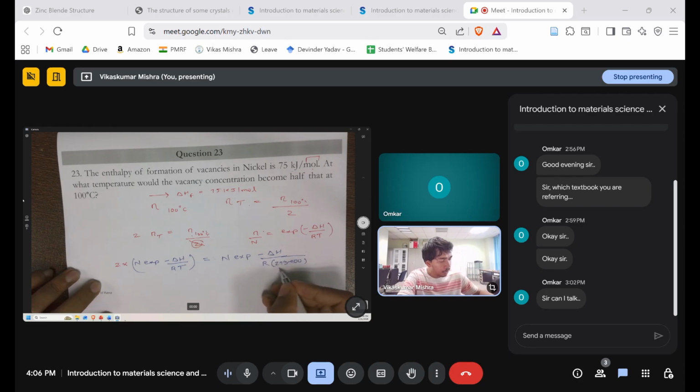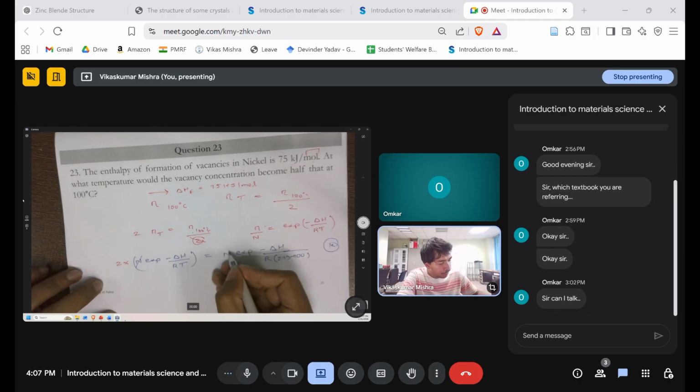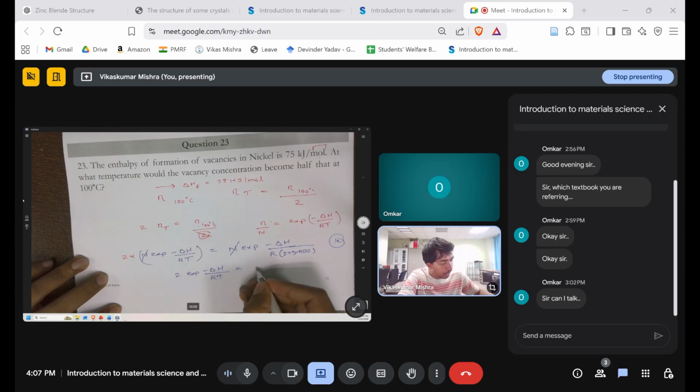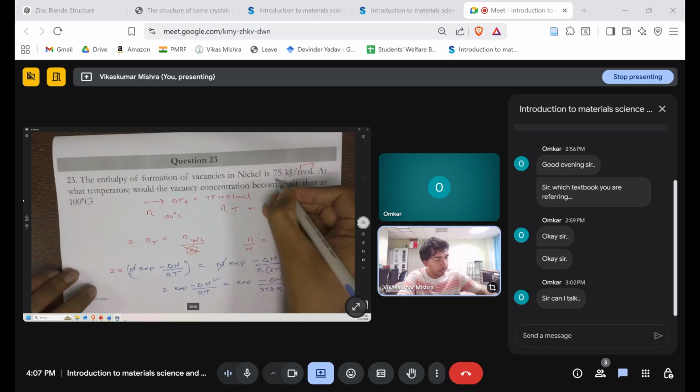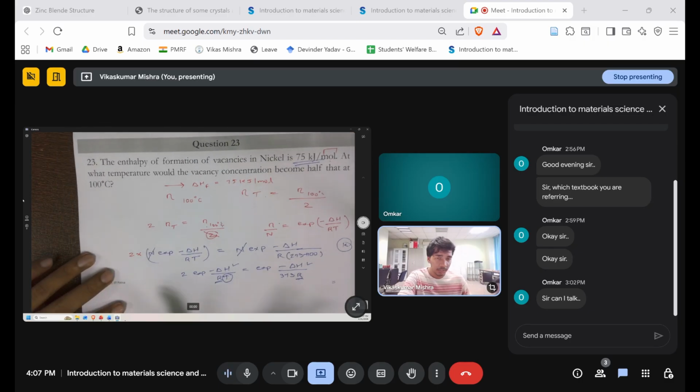We will always use the Kelvin, absolute temperature values. N got cancelled out. So what we got here is 2 will be 2 times exponential of minus delta H divided by RT is equal to the exponential of minus delta H divided by 373 times R. Delta H we know, it is given to us. In this equation, R is also given. R is a constant we know. Only the variable is T, which we can find. One equation, one variable we can find.